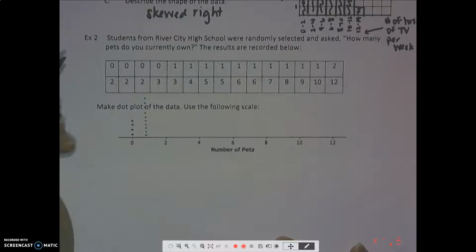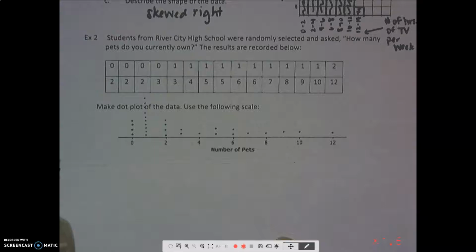Okay, for 1, there were 10. So 1 is going to be halfway in between 0 and 2. So we have 10 dots there. 2, we have 4.